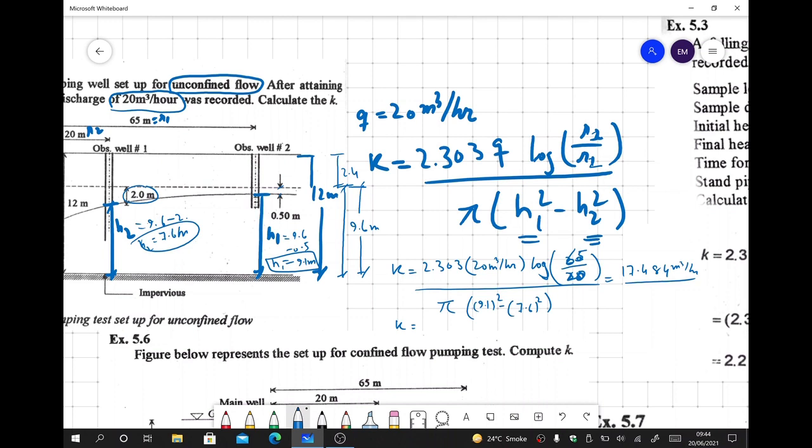So this is 25.05, and then lastly 17.484 divided by 25.03. It gives me a value of 0.6985 meter cube per hour. And then obviously this was in meter square, so meter square will cancel out. So our units are 0.6985 meter per hour. So I can convert this into meter per second, meter per minute, whatever you want. You can multiply it with 60 to convert it further. But this is the answer of permeability for our example.